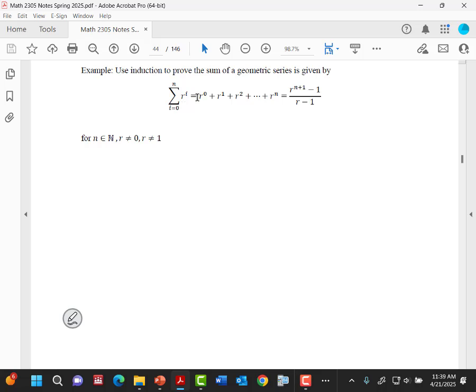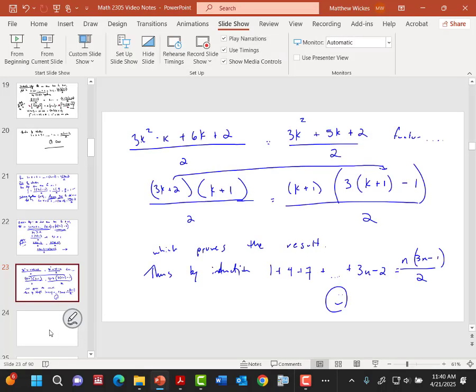So the sum from i equals 0 to n of r to the i, which is just r to the 0 plus r to the 1 plus r to the 2 all the way out to r to the n. Our claim is that this is going to sum to r to the n plus 1 minus 1 all over r minus 1. So let us tackle this by induction.